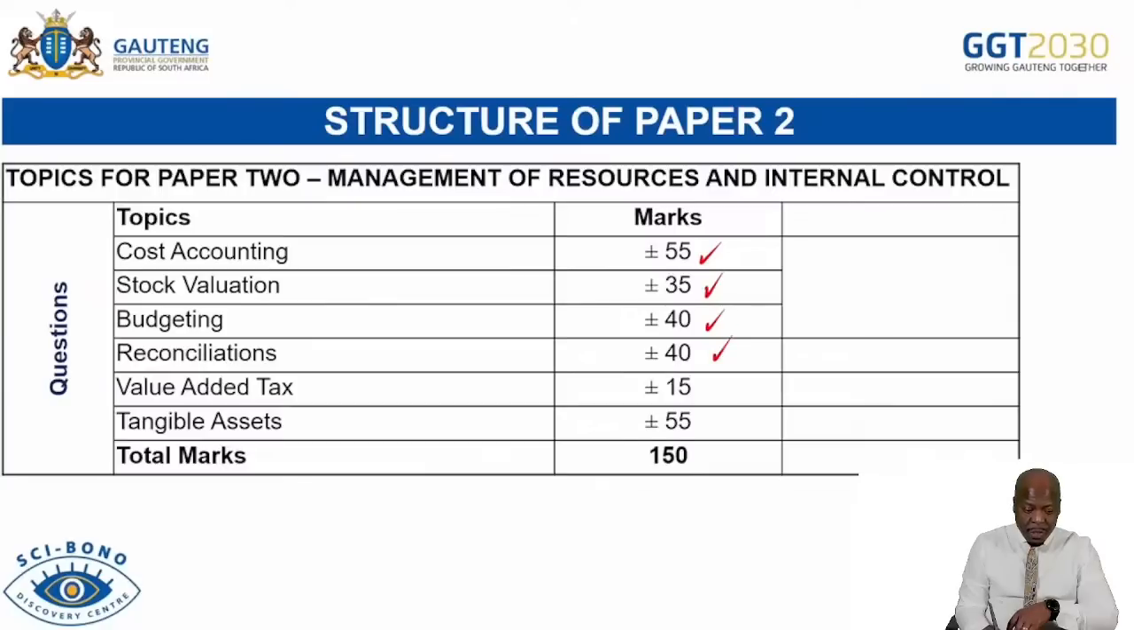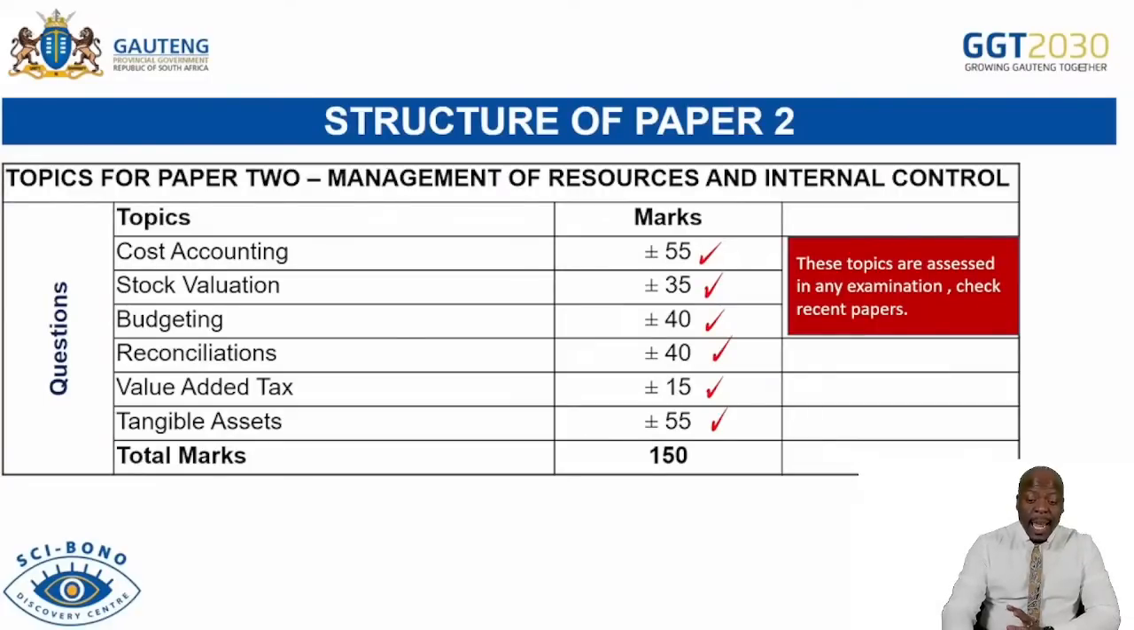Your reconciliations are plus or minus 40 as well, if they do come. And then you also have your value added tax, which is plus or minus 15 marks. And then you have your tangible assets. It is my hope that I'll be able to touch each and every aspect, even though I may not do all the questions, but as long as I can touch a particular aspect and remind you of what you need to do as you prepare for Monday's paper.